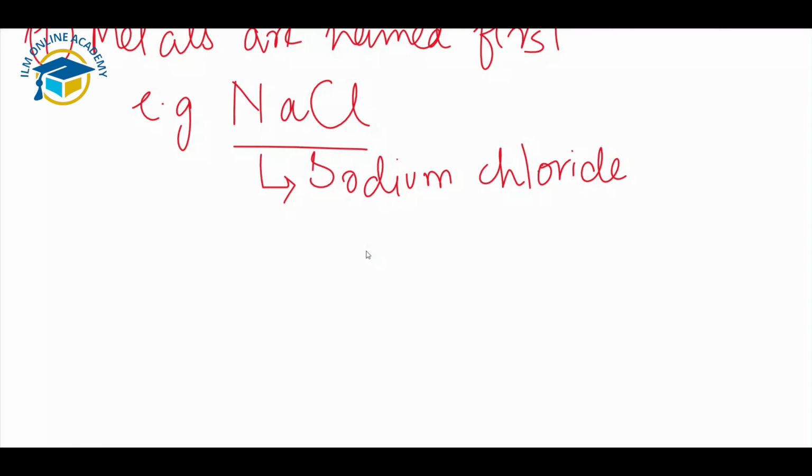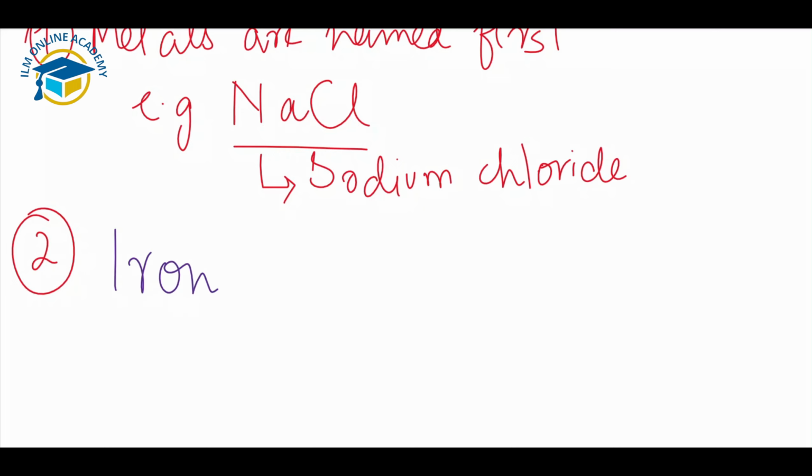The second rule will be, when the atoms or the metals can form more than one ion, then the name indicates which ion is present in it. Like we have iron.